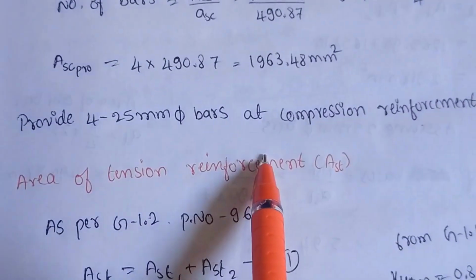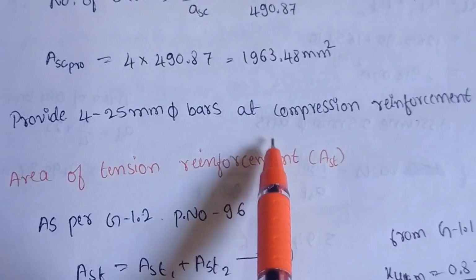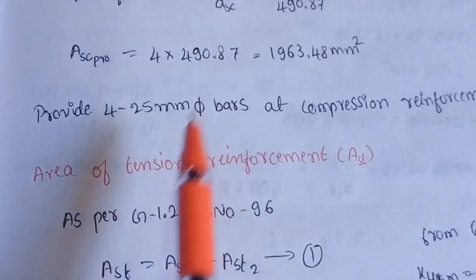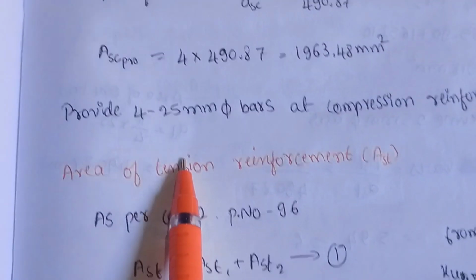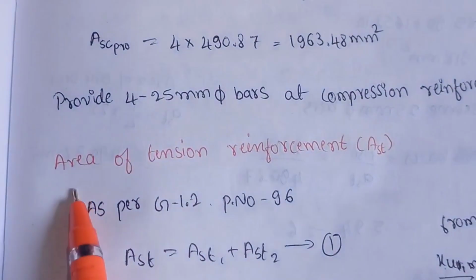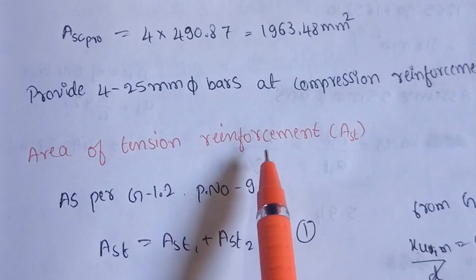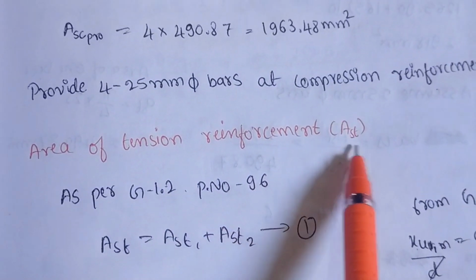Where does it come? Now we are designing the cantilever beam, so in a cantilever beam, it comes on the bottom side. The next step is to find out the area of tensile reinforcement, which is denoted as AST.